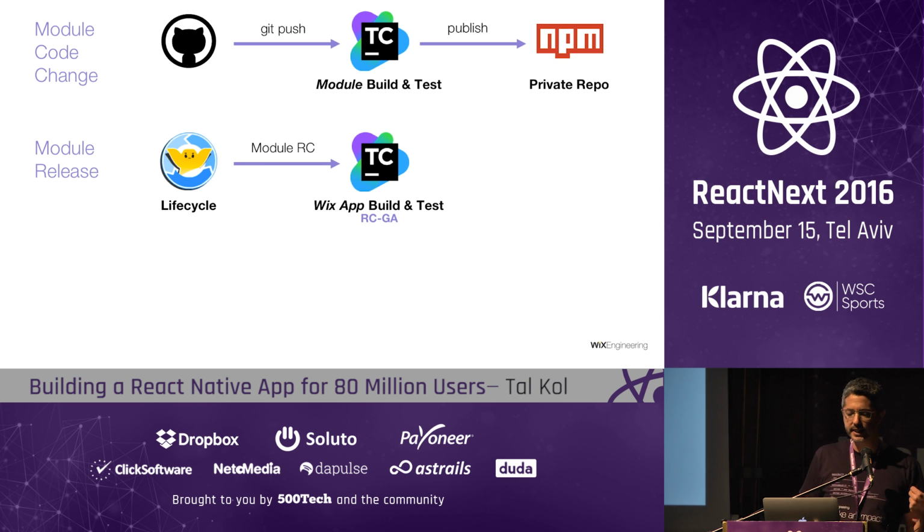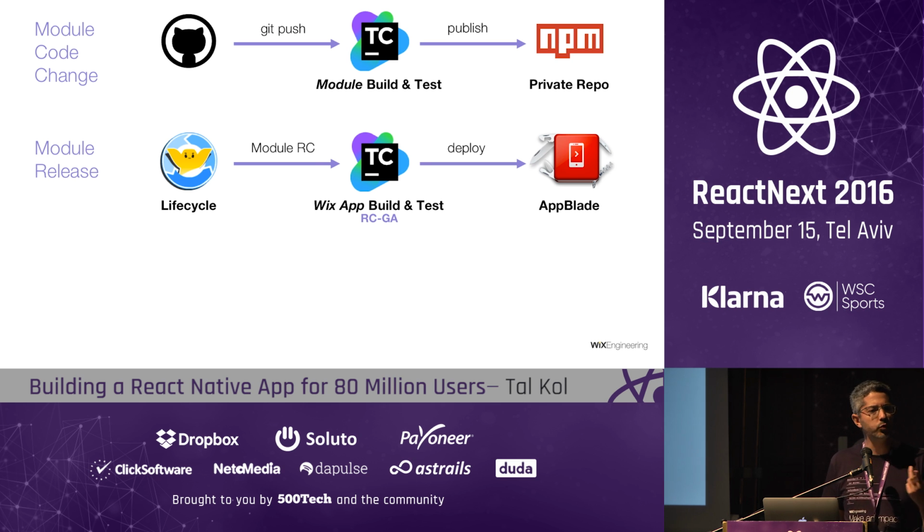What we do then in the CI, automatically in TeamCity, is build not your module, but the entire Wix app. The huge app with all the product groups. But we take the RC version of your module with all the GAs, the stable versions of all the other companies in Wix. We build it together, run all the tests, and we deploy it.